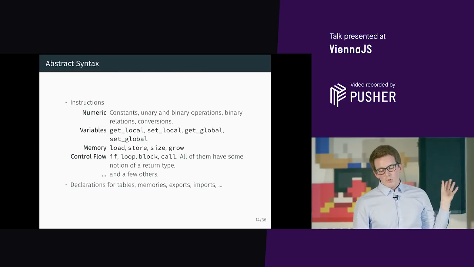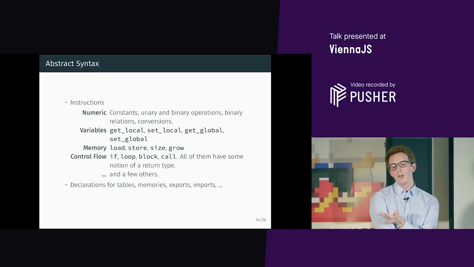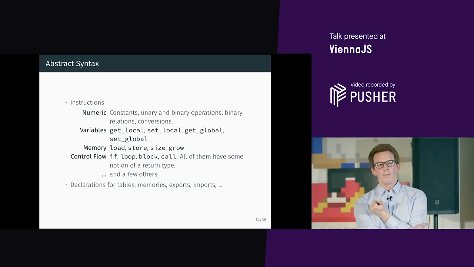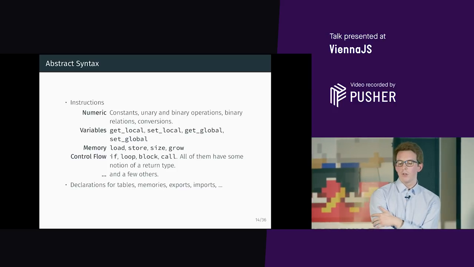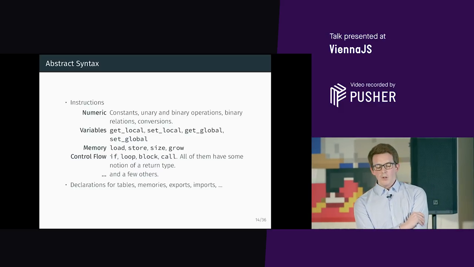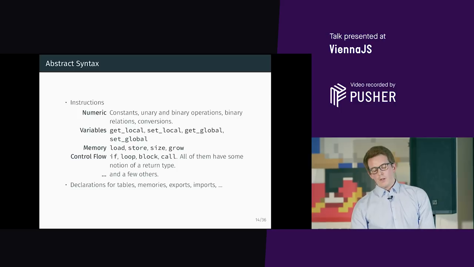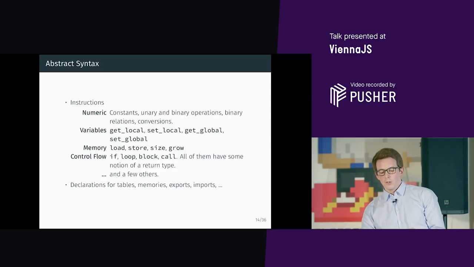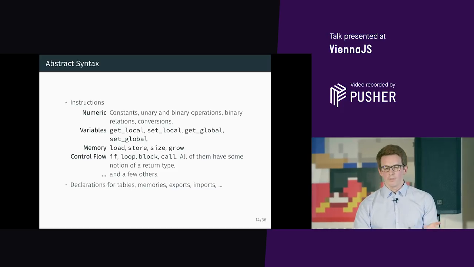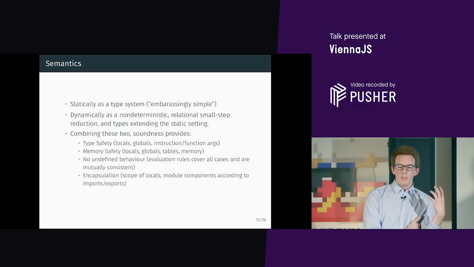Okay, so the abstract syntax, what do we have? We have numerics, so basic constants, numbers, unary and binary operations. Then you have variables, so you have a local scope and a global scope. The local scope is local to the function being executed, and the global scope is, of course, global. Then you have some memory access, and you have local control flow, so you can have an if, loop, blocks, and, call is not local, but the others are local, and a few others. And yeah, you can declare function tables to do indirect dispatching of functions, and you can export and import stuff. It's fairly basic. I'm more interested in the semantics because I have to prove stuff about these programs.